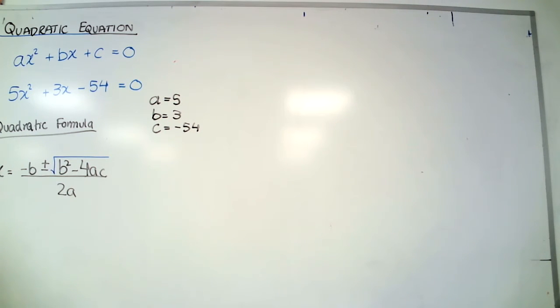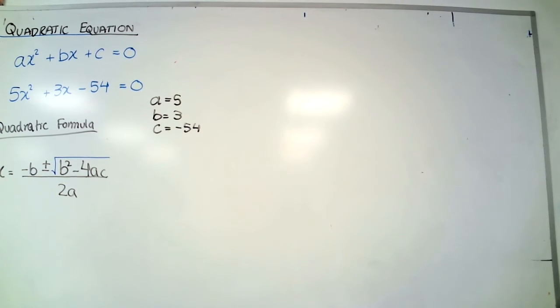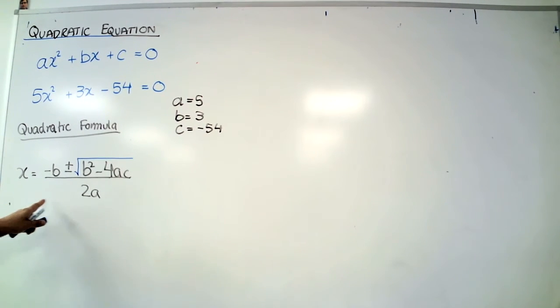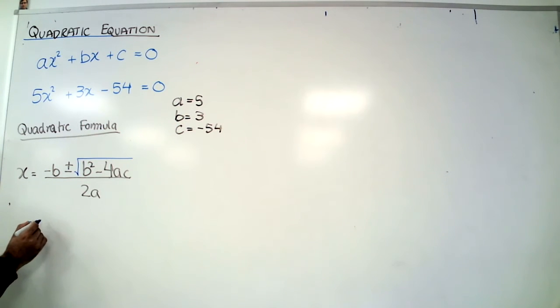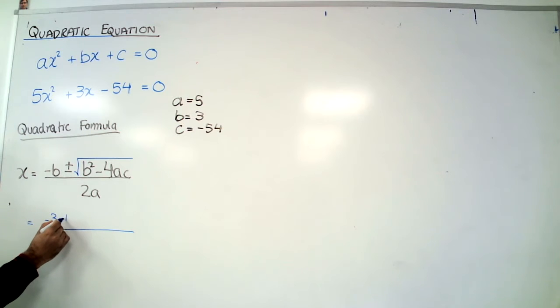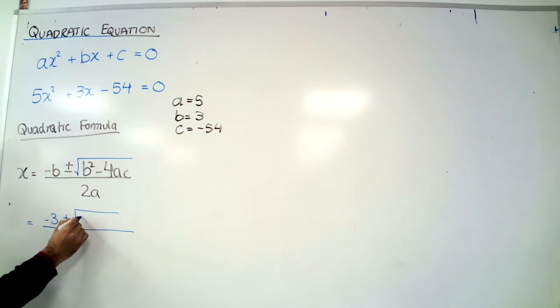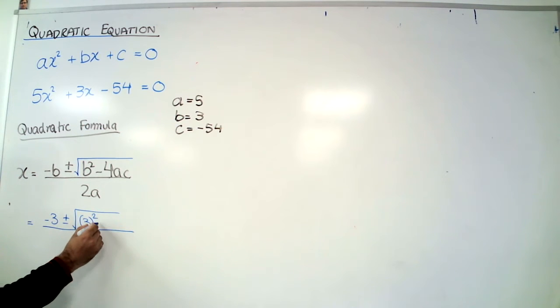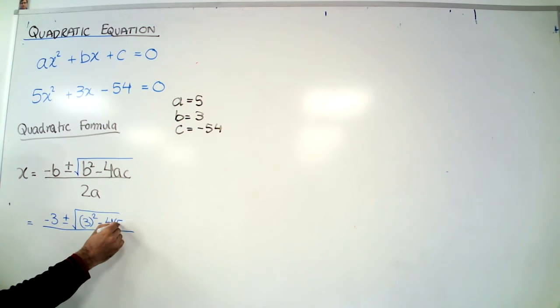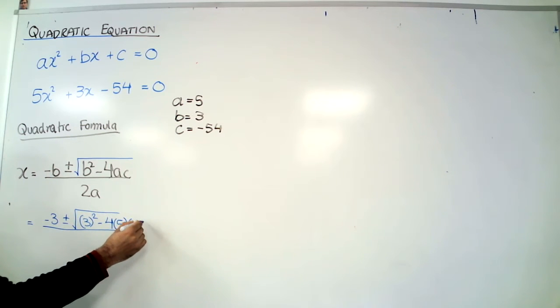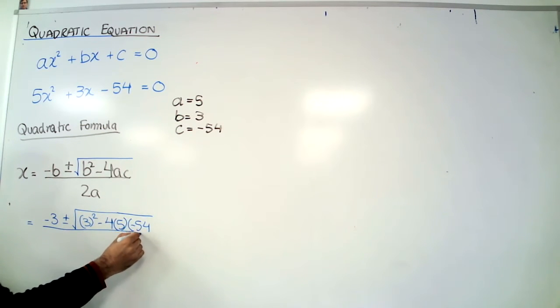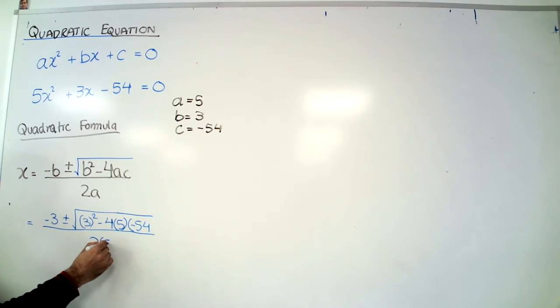Now I will put the values in this formula. I have the a, b, and c values. The value of b is 3, so that will become minus 3 plus or minus the square root of 3 squared. If that was minus 3, I need to put minus 3 squared. Minus 4 times a, which is 5, and c, which is minus 54, over 2 times a.